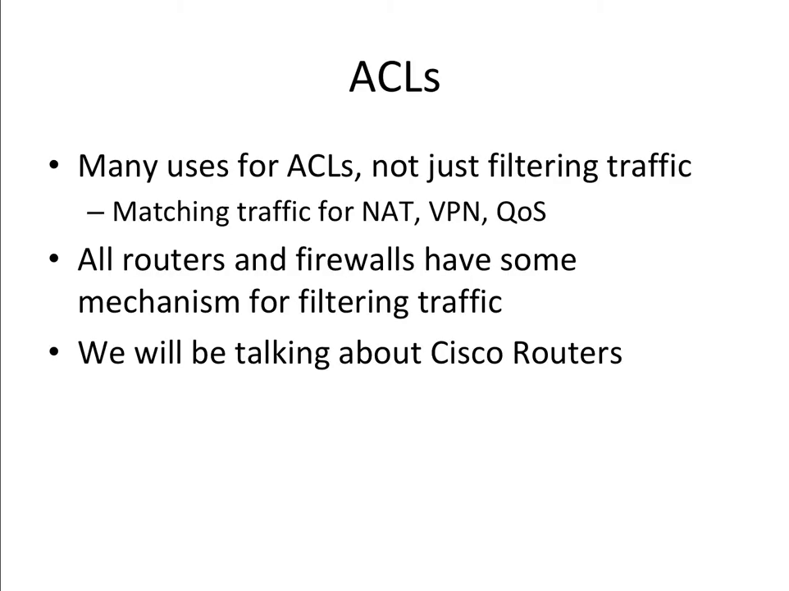Access control lists. There are many uses for ACLs, not just for filtering traffic. They can be used for matching traffic for NAT, as you should have seen in the NAT materials we were supposed to cover. You can also match traffic for VPNs or quality of service. All routers and firewalls have some mechanism for filtering traffic. When I say access control list, we're talking specifically about Cisco routers and how we do it on that, because that is what we will be doing in the lab.